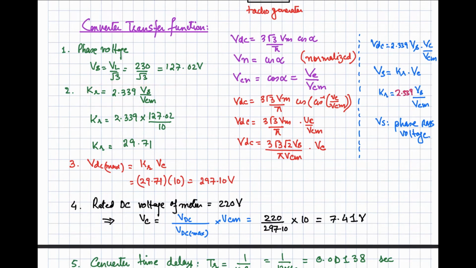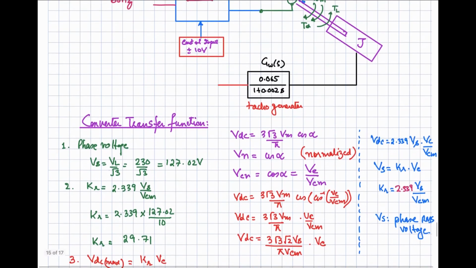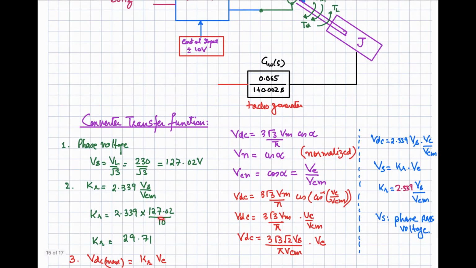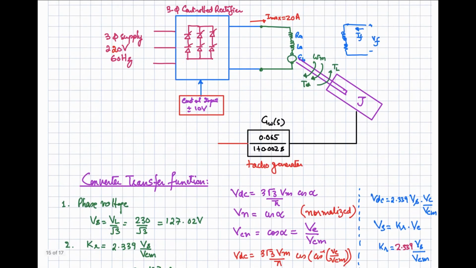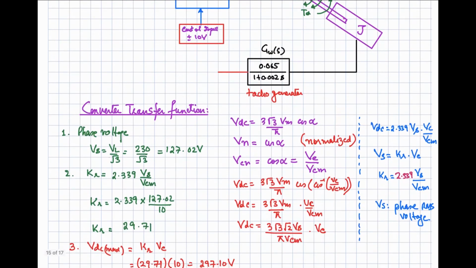So using the expression from that video, Kr is given by this expression, where Vs is the RMS supply voltage and VCM is the maximum control voltage. Over here the control voltage is 10 volt. So using that and the phase voltage, you can define the gain of this three-phase converter from the control voltage to the output DC voltage. Okay, so the gain is 29.71.